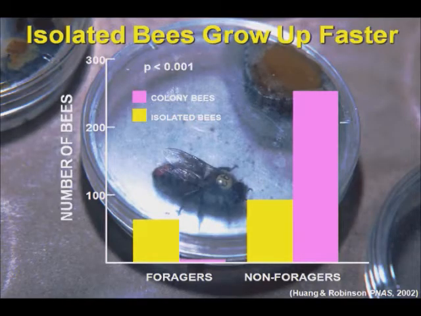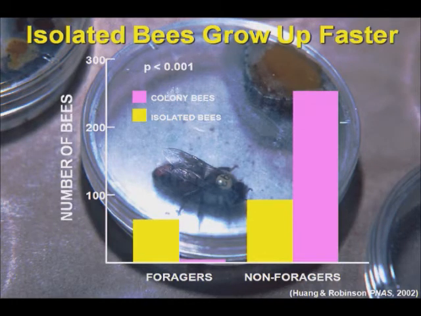Another experiment, we created the world's smallest beehive with one bee in a dish, and we reared this bee for 7 days, a bunch of these bees in individual confines like this, and then we put them in colonies and compared their behavior with bees that were reared under normal conditions. So we compared isolated bees, the green bars, with the colony-reared bees, the pink bars, and what you can see is that the green bars represent precocious foraging.